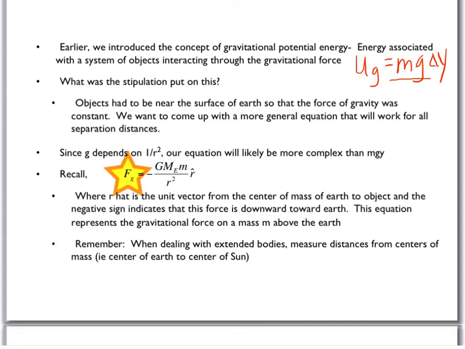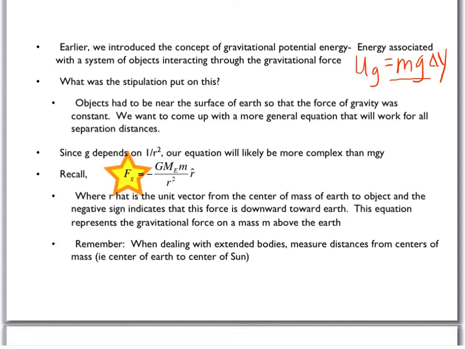Now, since gravity depends on a 1 over r squared, or this inverse square law, our equation will likely be more complex than just an mg delta y. Remember, we earlier said that the force from gravity is equal to negative GMm over r squared r hat, where the r hat is the unit vector from the center of mass of the Earth to the object that we're looking at, and again, the center of mass of that object. And the negative sign indicates that this force is in a downward direction or toward the center of Earth.